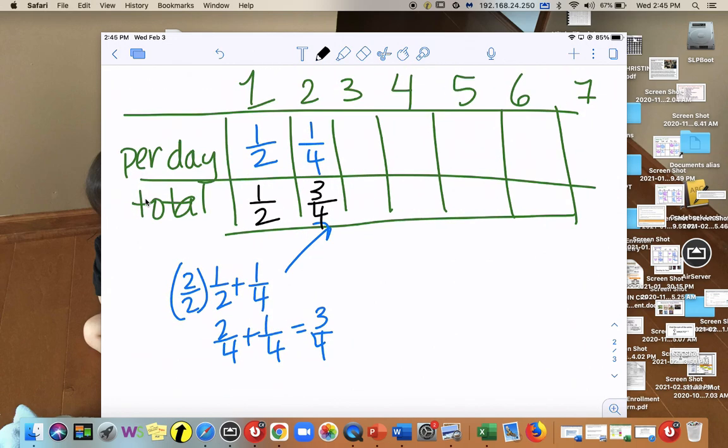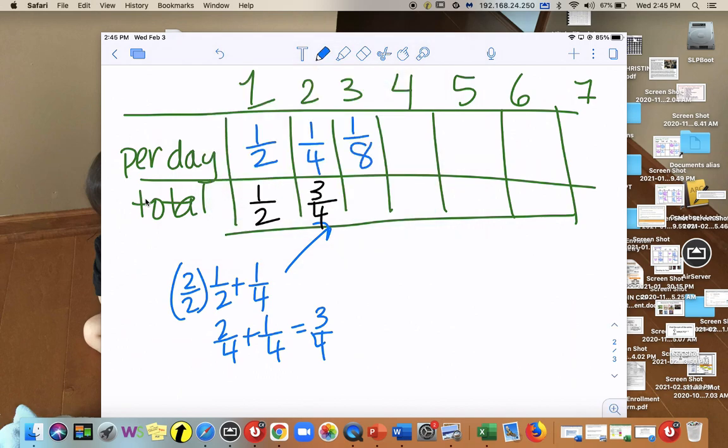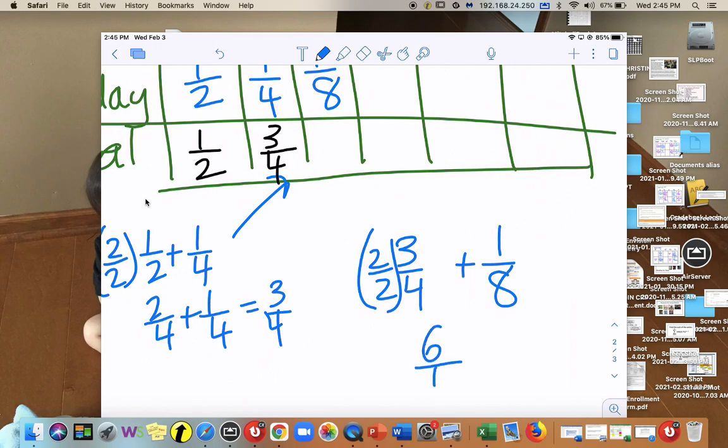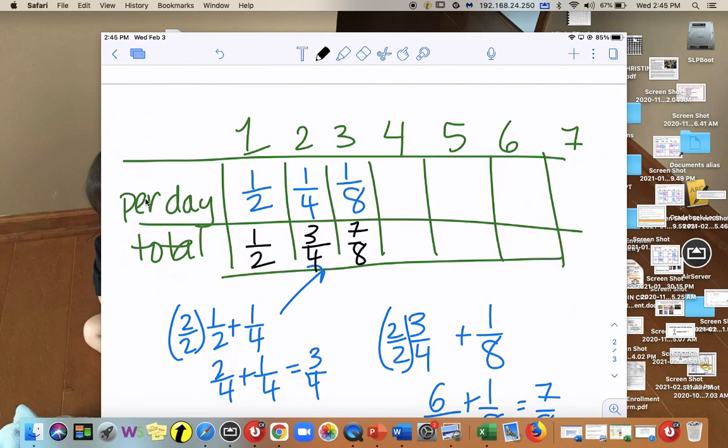Okay. The next day, I eat half of a fourth, and that would be 1/8. I've eaten 1/8 of the pie. And if I add 3/4 plus 1/8, again, I need a common denominator. So I'll multiply 3/4 by 2/2 and get 6/8 plus 1/8, which will be 7/8. So by the third day, I've eaten 7/8 of the pie.